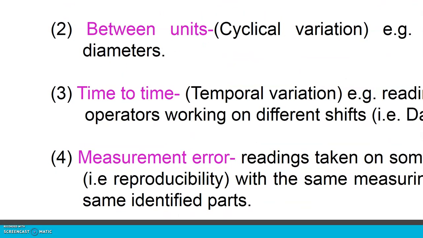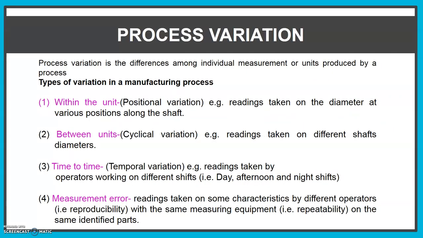Time to time. Different times have different readings. That mostly involves temperature difference or changing of humidity. Normally it's a shrinkage problem or wetting problem of your final product. Then lastly is measurement error. That means the equipment for measurement is not accurate, or the skill of the operator is not good enough. So there is always error in the measurement.